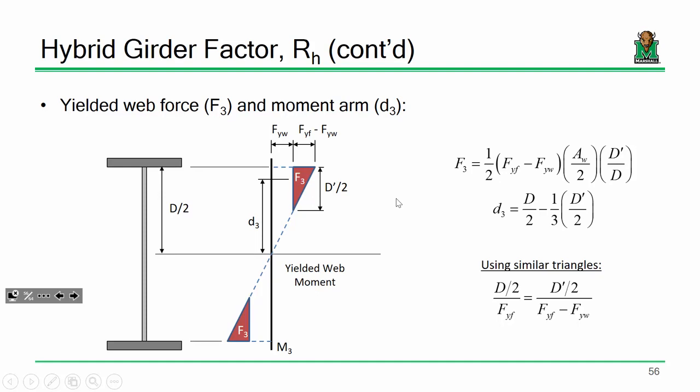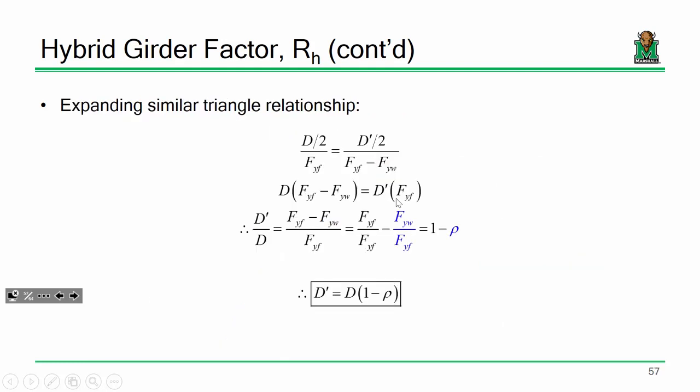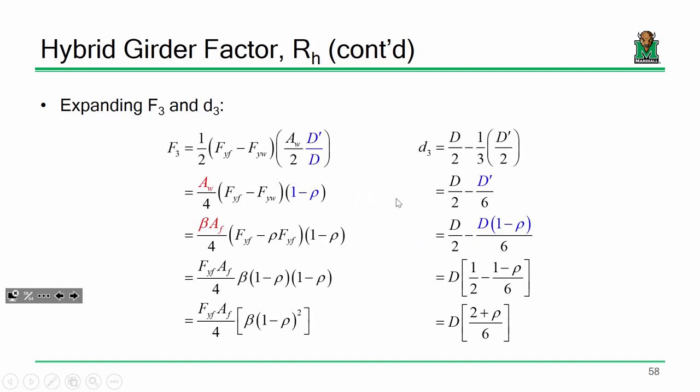Now I can calculate that distance using similar triangles, saying this is to that as this is to that. Do a little bit of plug and chug, and I can simplify that pretty easily by utilizing that rho ratio I specified earlier, and I get this. Plug that back in, go through and do all the algebra, substitute this ratio with 1 minus rho, substitute this with beta A sub f, do all the factoring, all the grunt work.